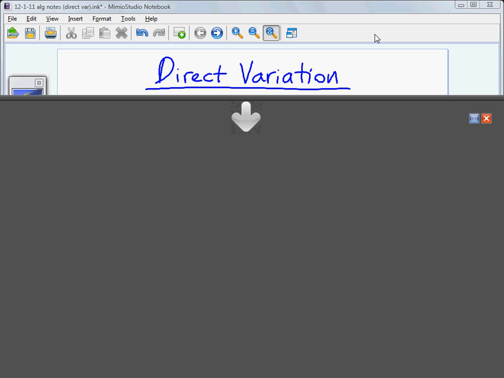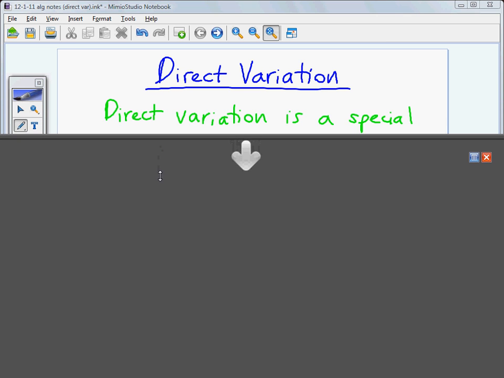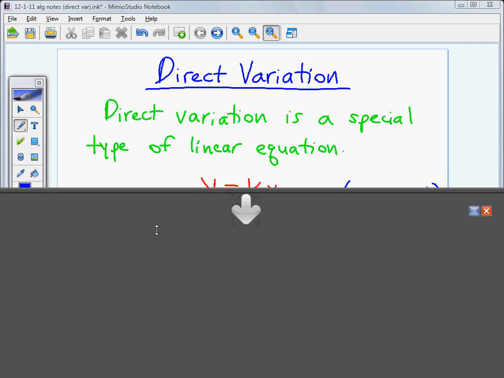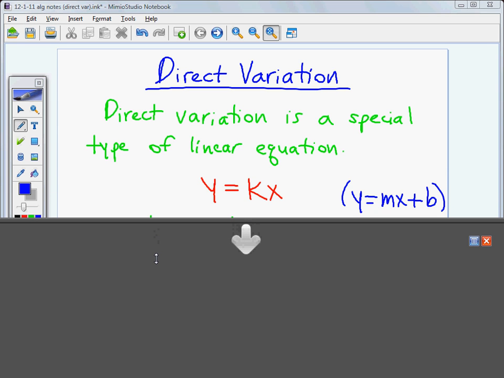Hey, today we're going to talk about a special linear equation that's called direct variation. A direct variation is an equation that you can write in the form y equals kx, and you compare that to slope-intercept form, which is y equals mx plus b, and you can see that it's the same equation, only there's no b.